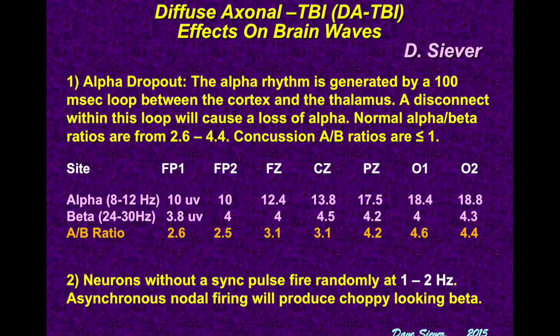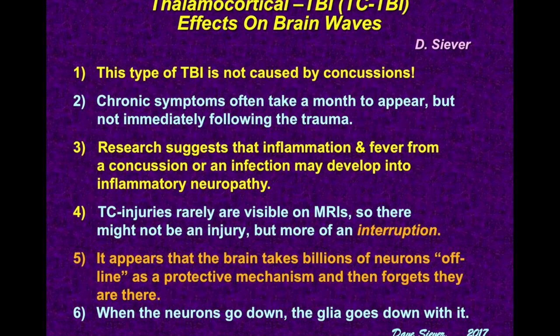Now, neurons get a sync pulse from the thalamus. When the thalamus gets disconnected, neurons no longer have a sync pulse, and they will start to fire randomly on their own, which we will see in a moment. So, let's just review a little bit. This type of TBI is not caused by concussions. It's caused by the inflammation and possibly diaschisis issues following a concussion.